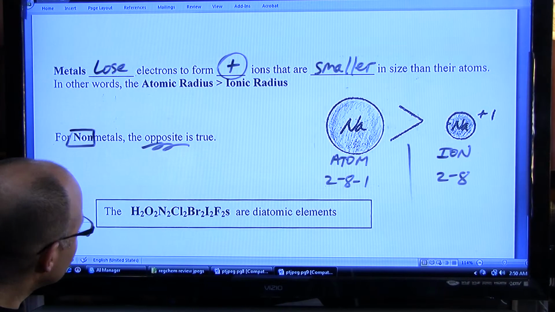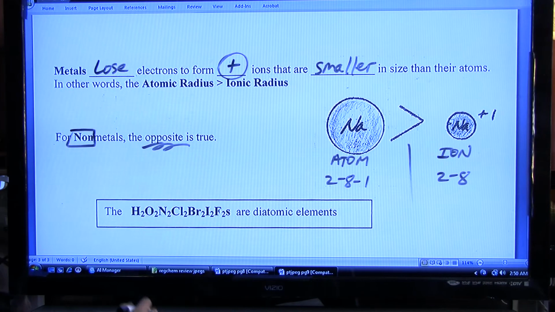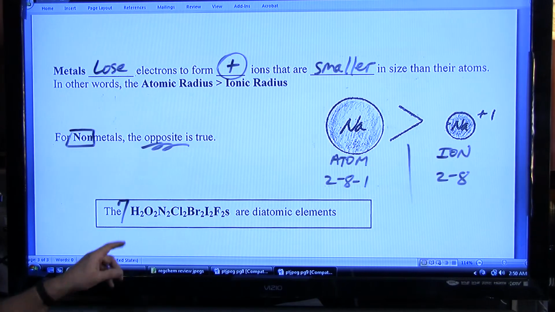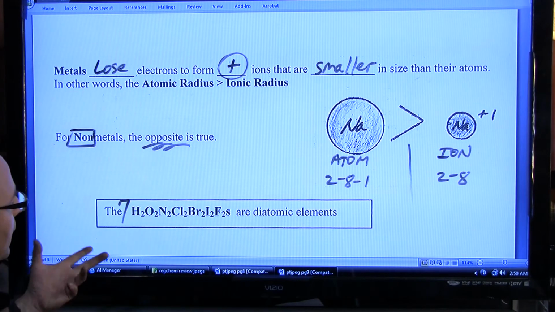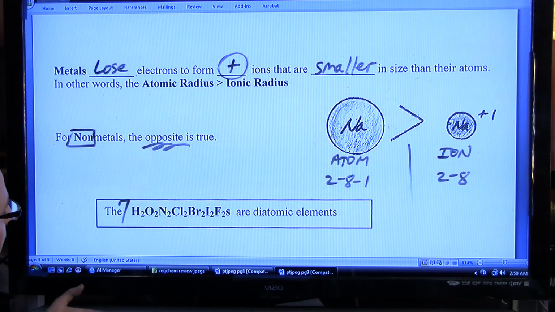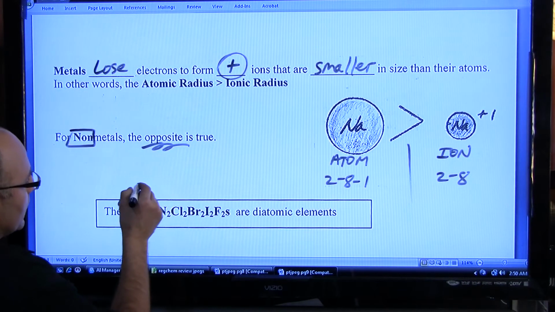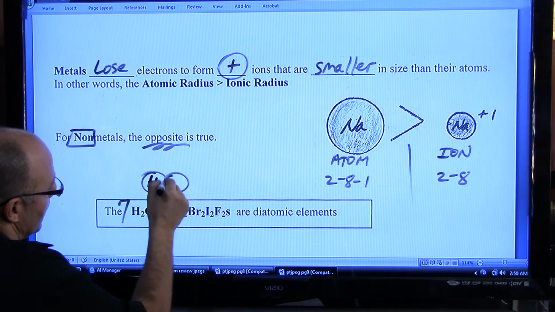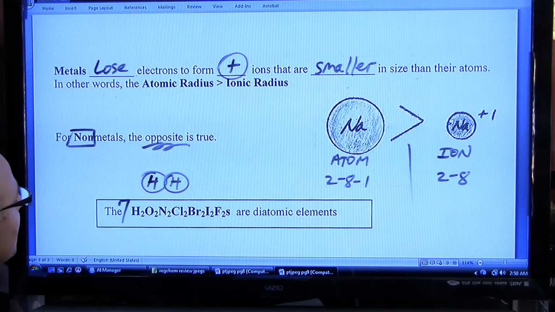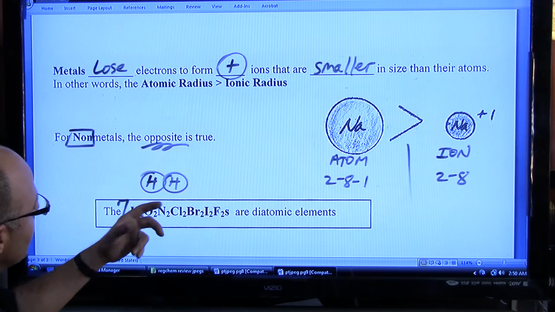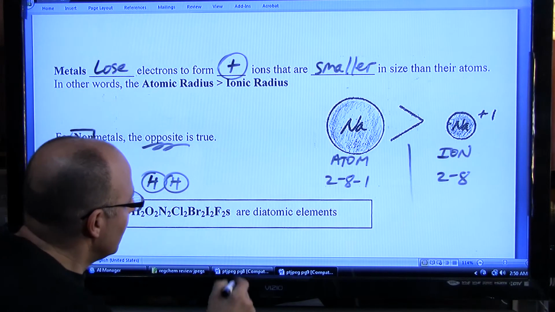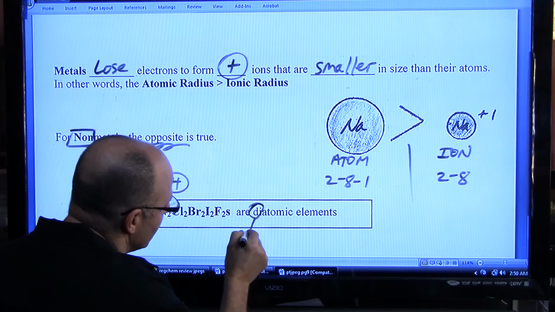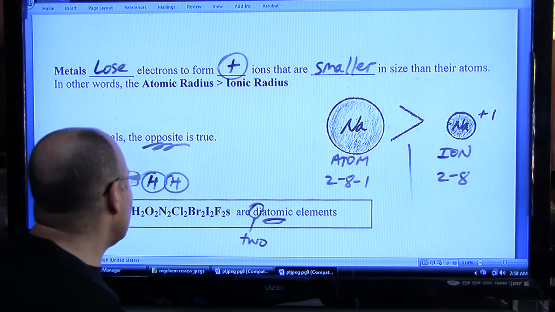And finally, the 7 Hofbrinclfs, the elements that we always write a 2 after when they're by themselves, because samples of these elements consist of molecules that are 2 atoms held to each other. So when we say H2, really H2 is 2 atoms of hydrogen. That would be a hydrogen molecule. 2 hydrogen atoms stuck together sharing electrons. Same for O2, N2, etc. They are diatomic, which means 2 atom elements.